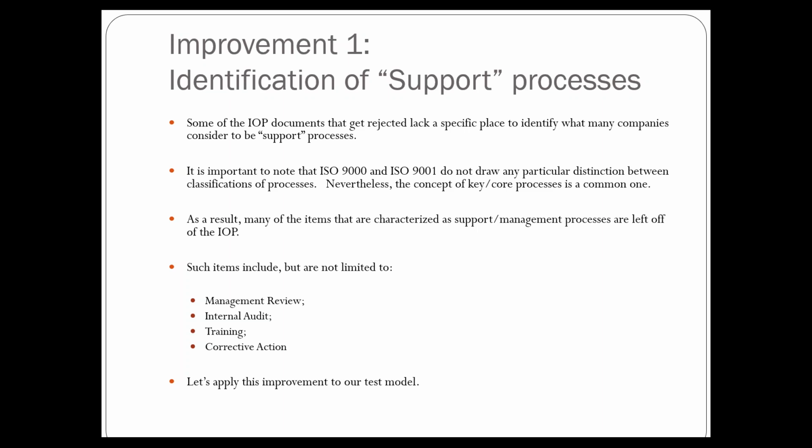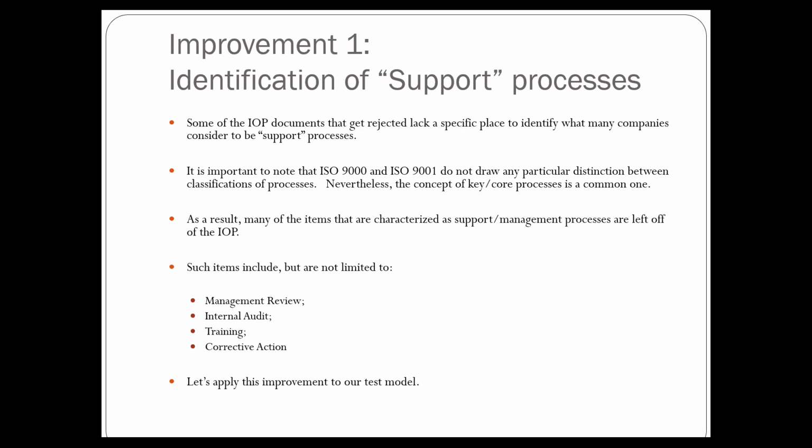It's important to note that ISO 9000 and ISO 9001 don't draw any particular distinctions between classification of processes. However, distinguishing between key processes or core processes compared to support processes is a very common concept. So as a result, many of the items that are categorized as support processes or management type processes are commonly left off of the interaction of processes. And then again, we're not getting a full view or a full understanding of the system's processes. Such items or examples might include the management review process, the internal audit process, training processes, corrective actions. That's not an all-inclusive list, but gives you a couple examples.